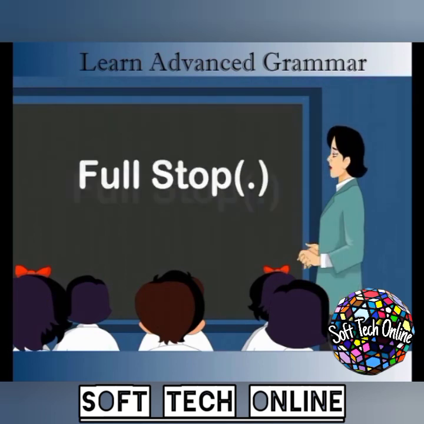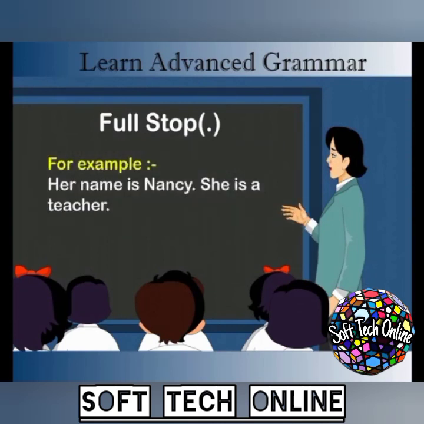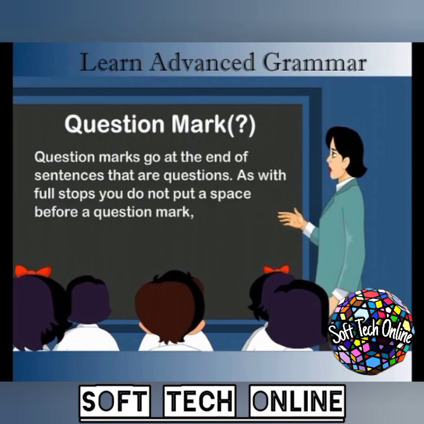Full stop. Full stops go at the end of sentences that are statements. You do not put a space before a full stop, but you do need at least one space after one. Two spaces for purists. For example, her name is Nancy. She is a teacher. Question mark. Question marks.